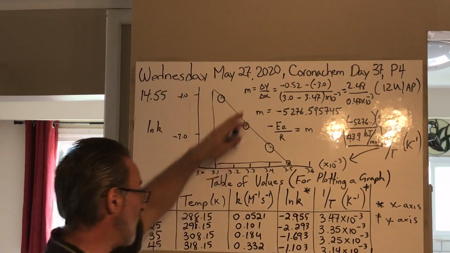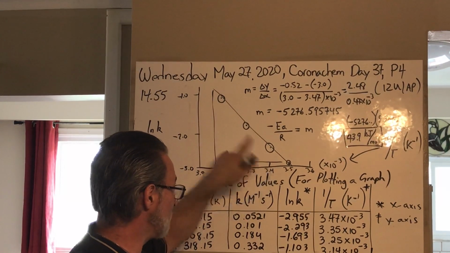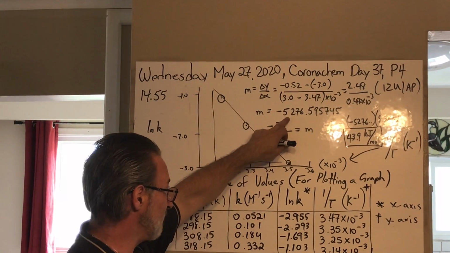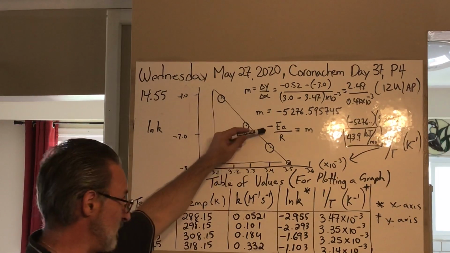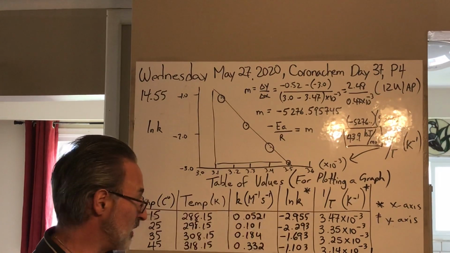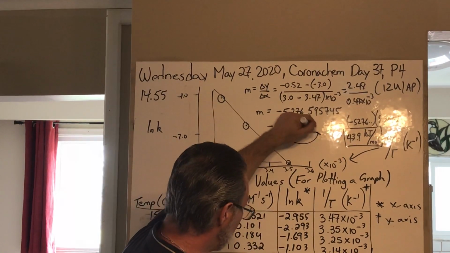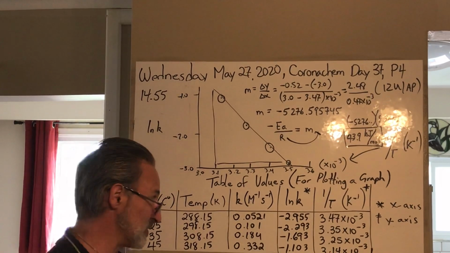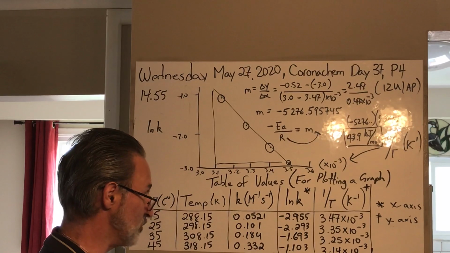From the slope, delta y over delta x, the change in the y values over the change in the x values, rise over run. These are the numbers entered. You get a slope of negative 5,276. Now the slope of this graph is going to be the activation energy divided by the gas constant R. And when I plug in those values and transpose the R to isolate EA, I got a value of 43,900 joules, or 43.9 kilojoules.